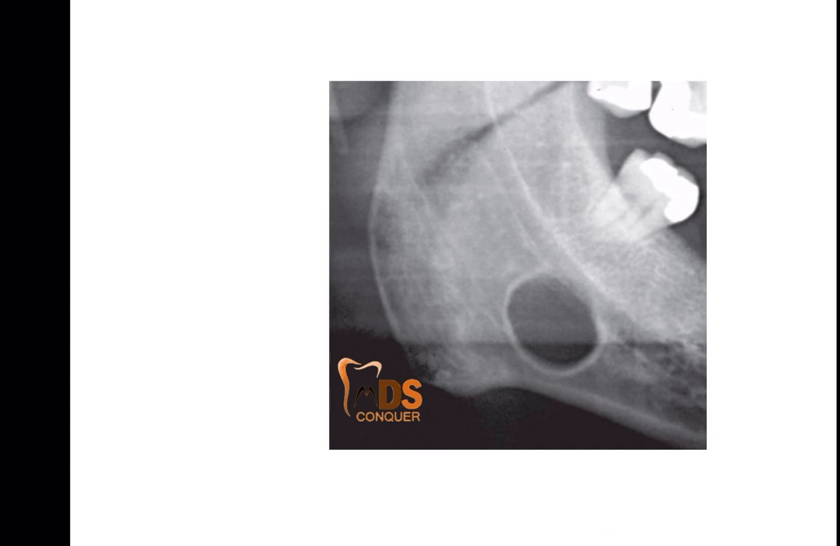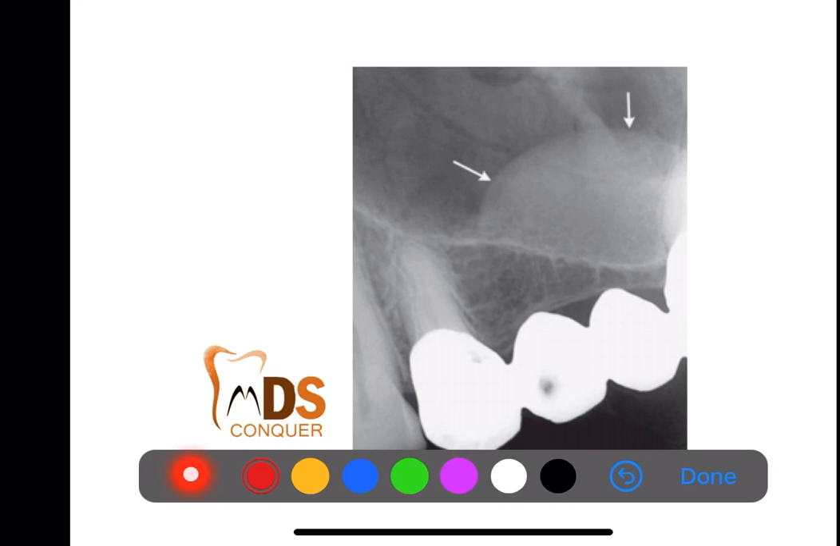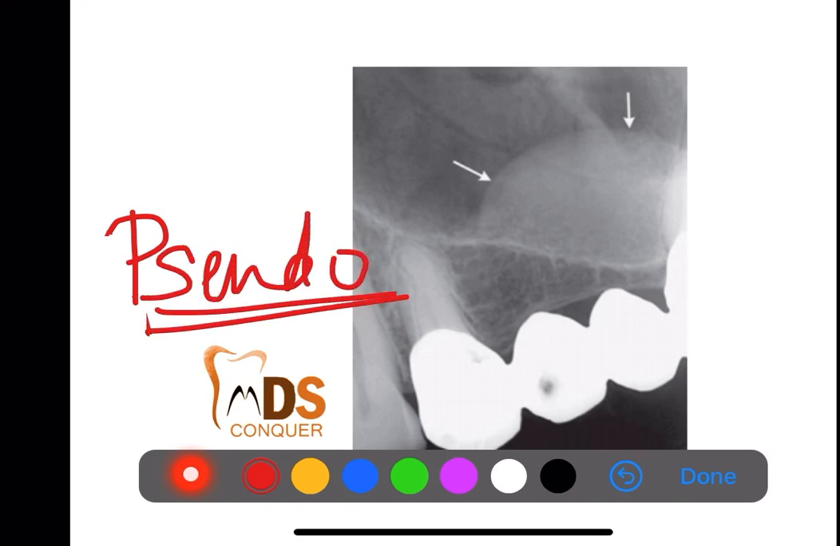Okay, now this diagram is given to you, and they can ask you what it is, to identify it. Now you see there is something within the maxillary sinus, and whether it's odontogenic or not. If you see here, it is not odontogenic, it is within the maxillary sinus, and there is no particular corticated border which can be appreciated. So it is nothing but a pseudocyst. Okay, it is a pseudocyst which is found within our maxillary sinus.